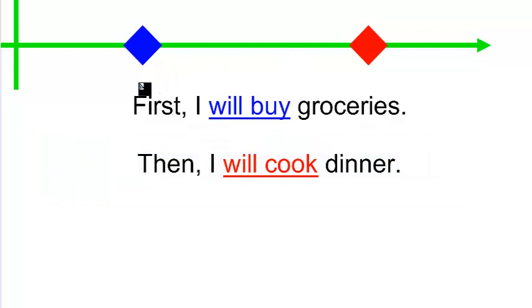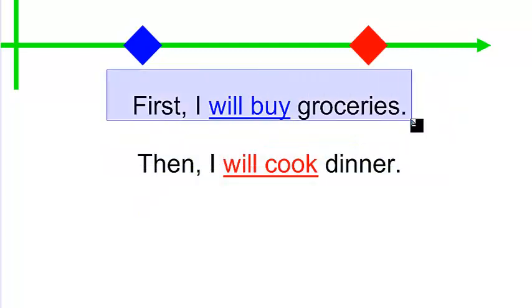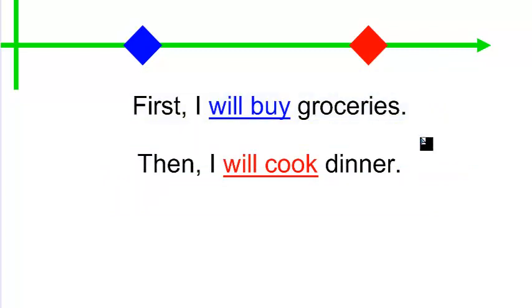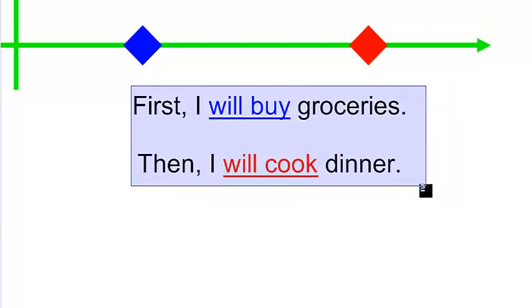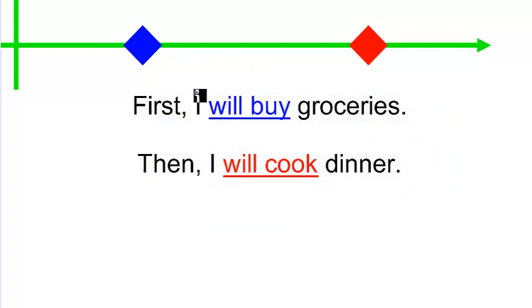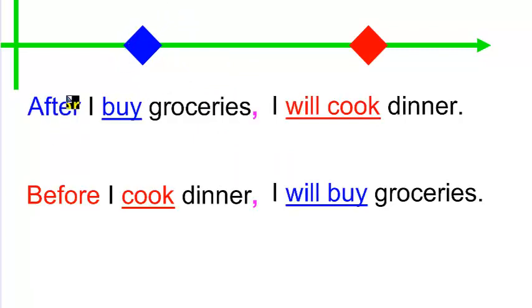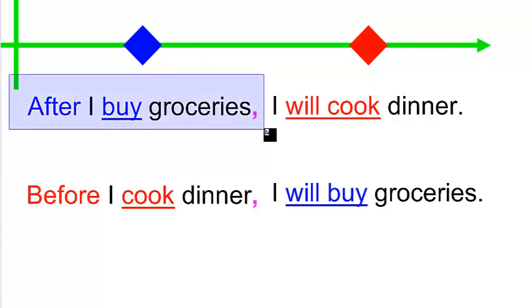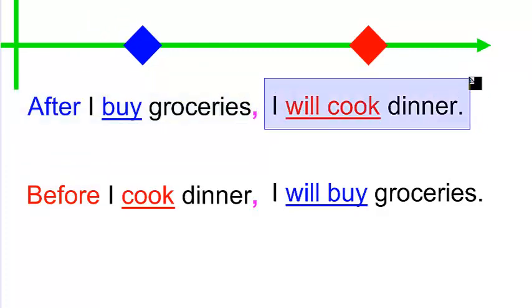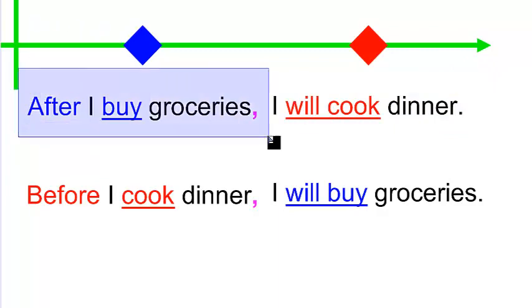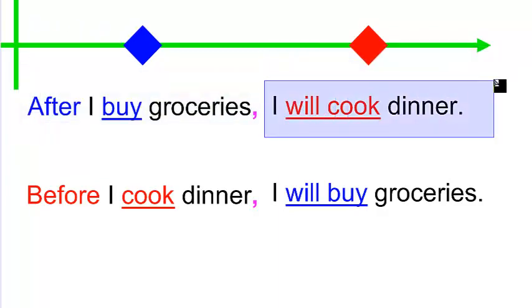Now, there is something interesting here. When we use the words first, then, etc., etc., we are describing every sentence individually. But we can use other words to connect the two ideas into just one sentence. But there is a difference that you will see in a second. For example, I could use the words after or before. Look at the example here. After I buy groceries, I will cook dinner. So as you see here, after I buy groceries, I will cook dinner.